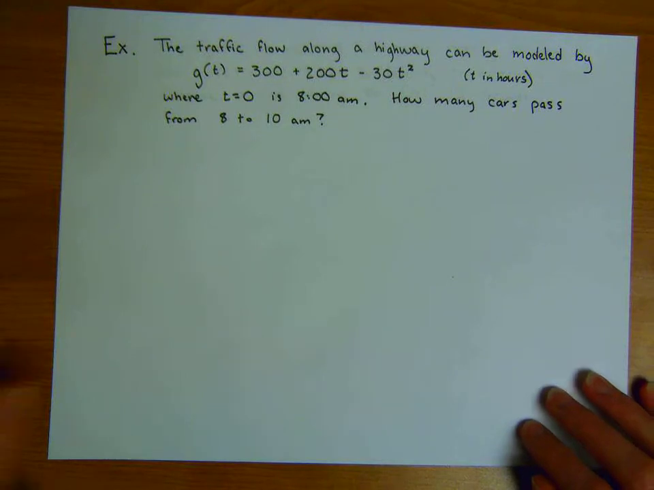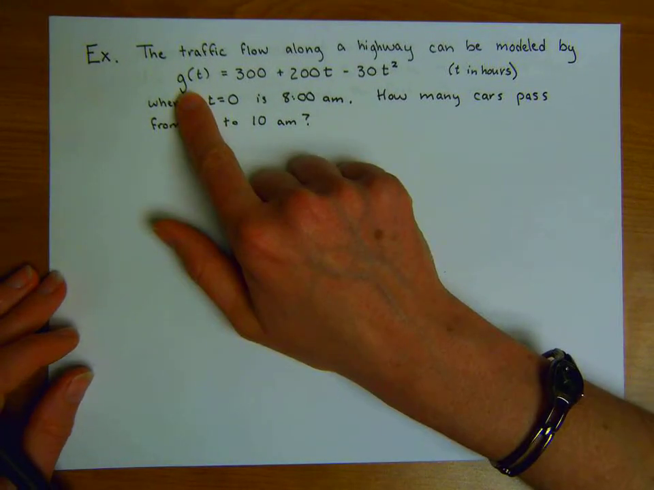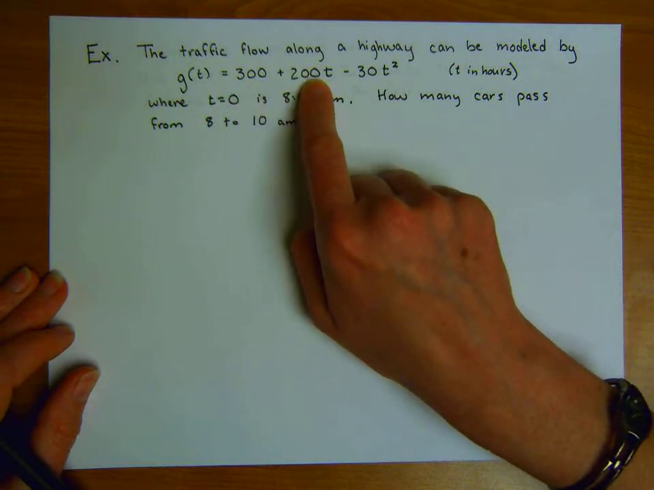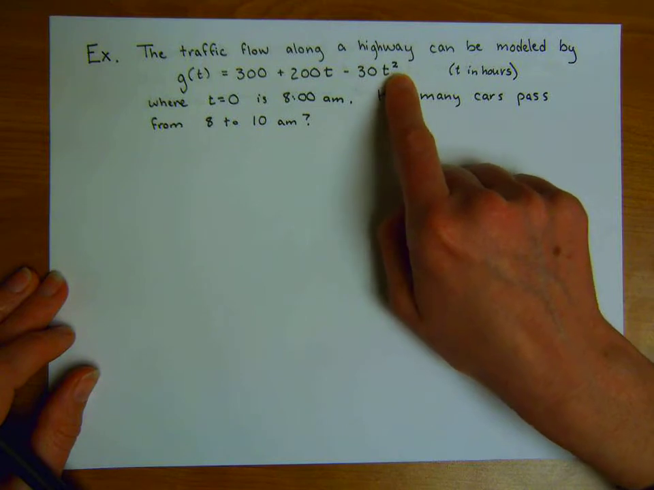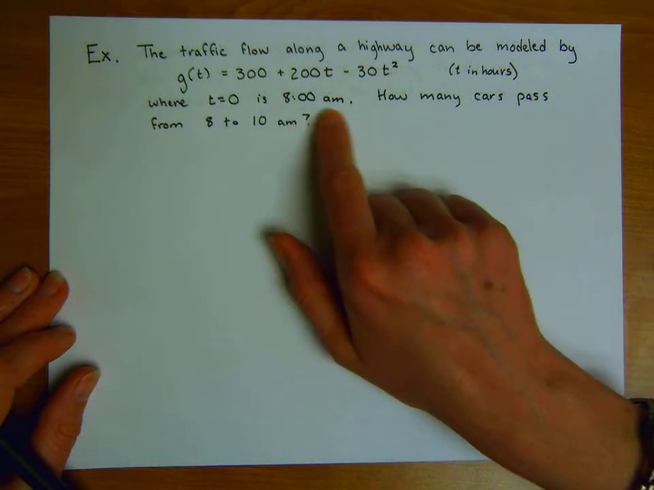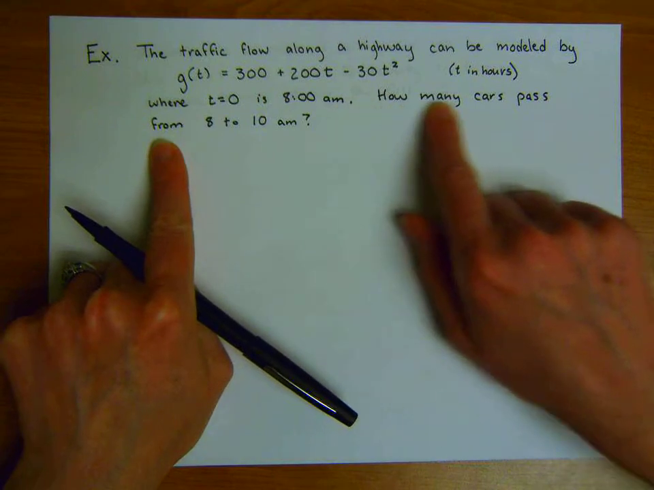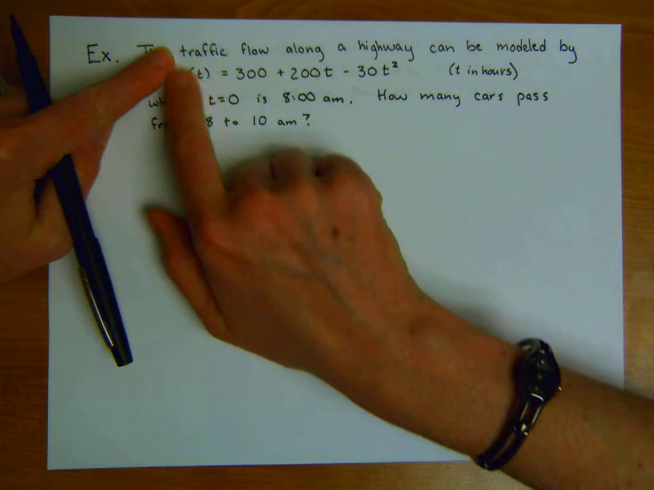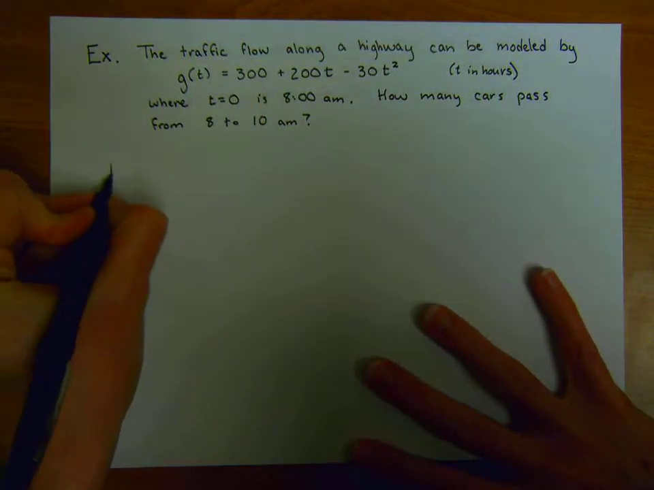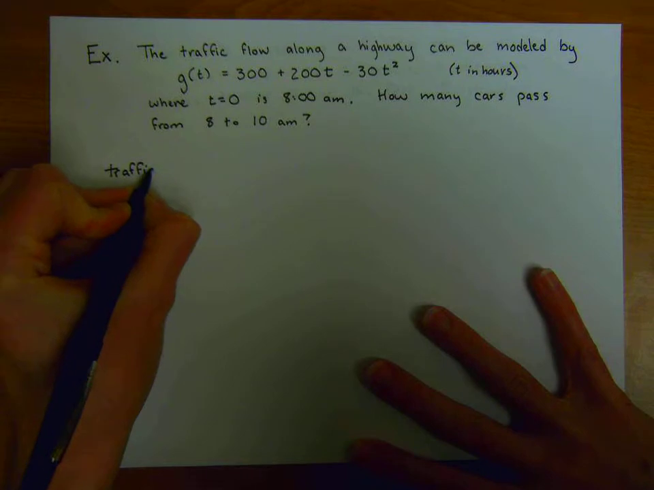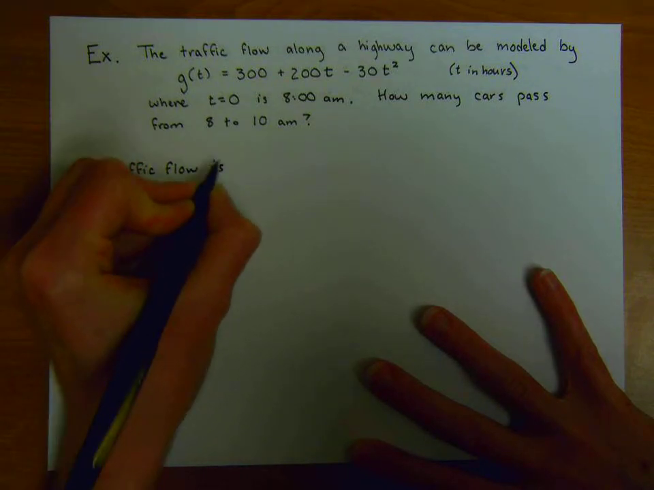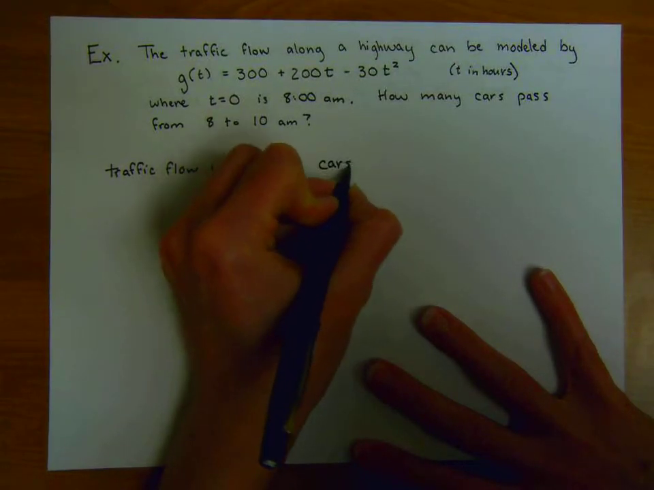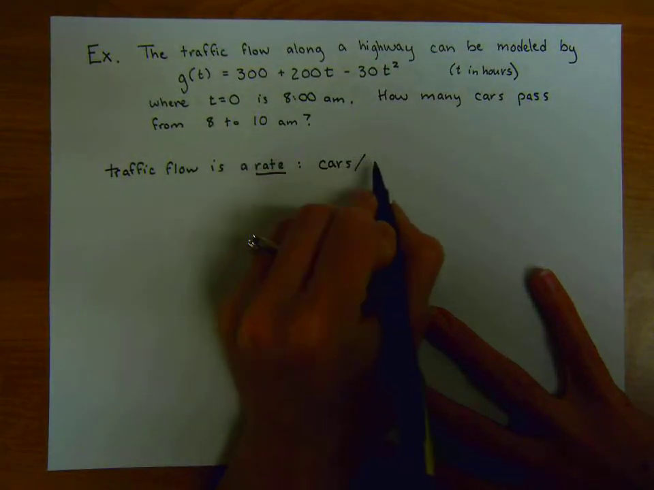So let's say that the traffic flow along the function g of t equals 300 plus 200t minus 30t squared, where t equals 0 is 8 o'clock a.m. And we want to know how many cars pass from 8 till 10 a.m. In this problem, traffic flow is a rate. Because we're thinking of that as cars per hour in this case.